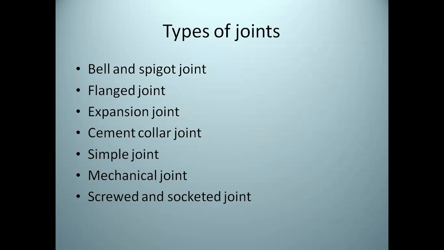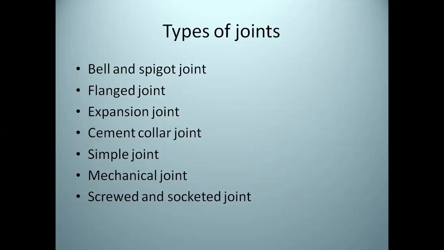In the previous lecture, we discussed the types of pipes. There are various types of pipes used for the conveyance and distribution of water, such as steel pipes, asbestos pipes, cast iron pipes, gravity conduits, or service pipes. Now, in today's lecture, we are going to discuss the types of joints.